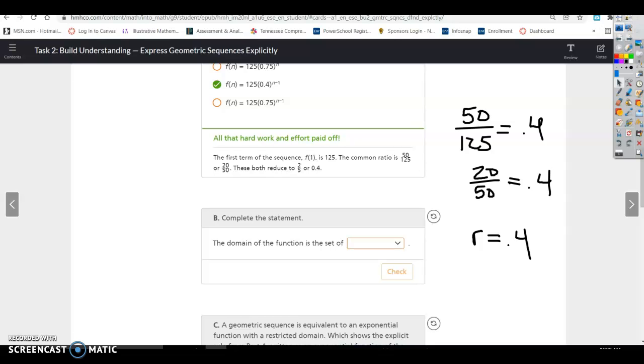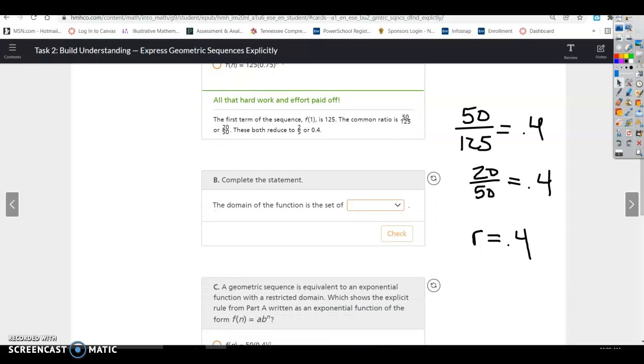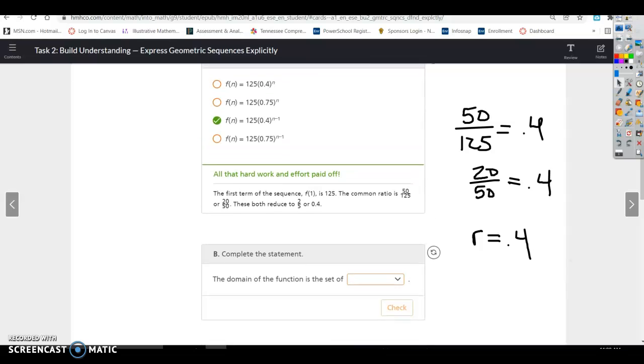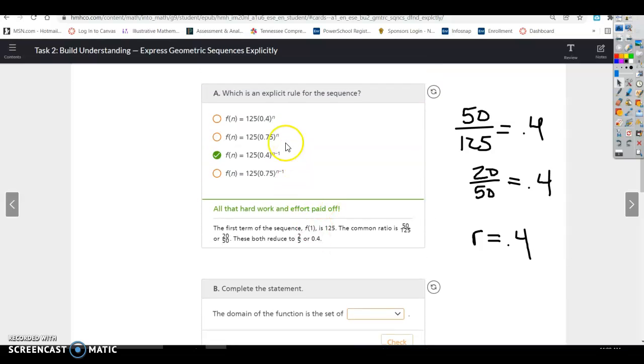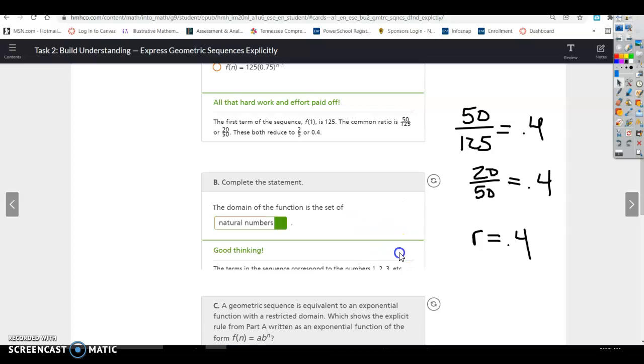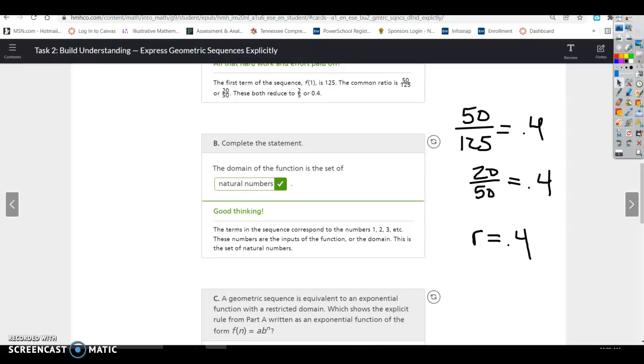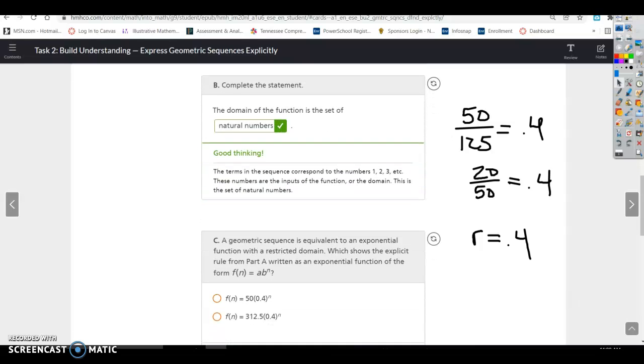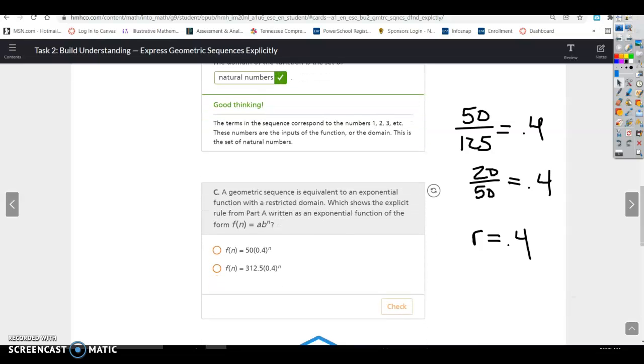All right, it says complete the statement. The domain of the function is a set of. All right, so what numbers do you put in for n? You put in 1, 2, 3, 4. So that's not the set of all real numbers. We don't put negatives in. We don't put fractions in. So we're going to put natural numbers in for our domain. Remember, domain are x's. That's the number that we input in the function.